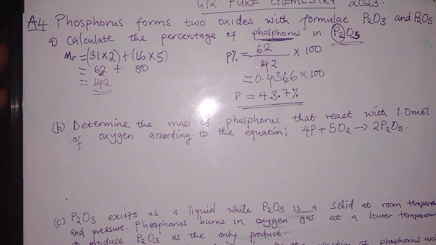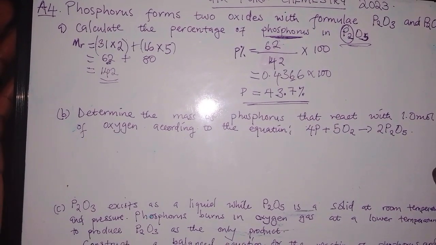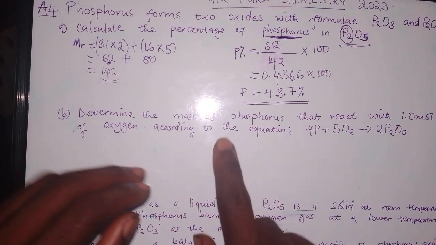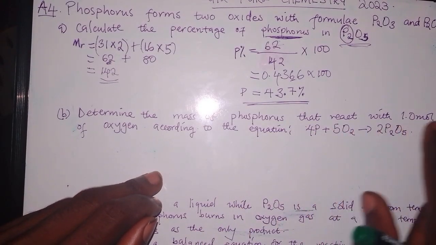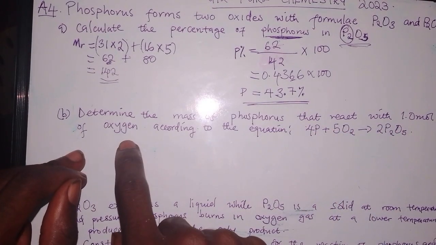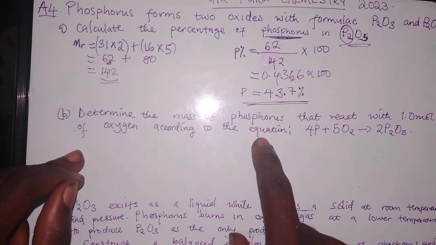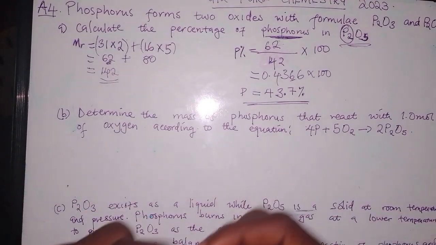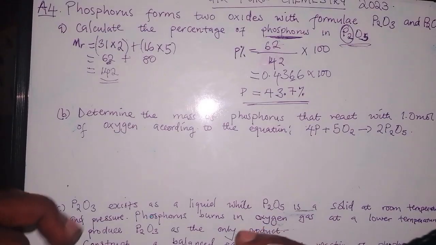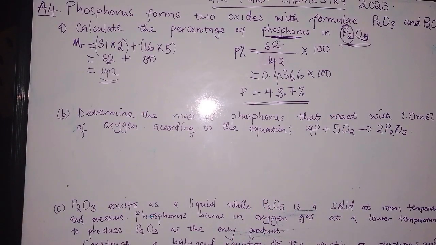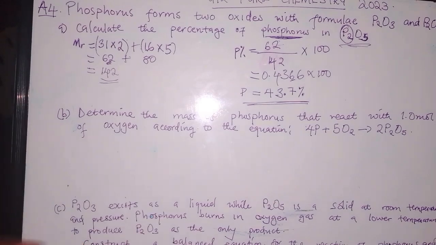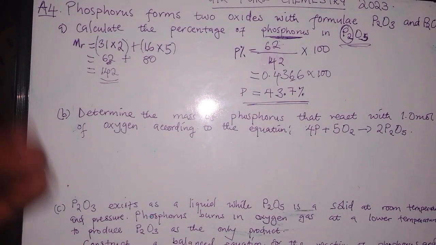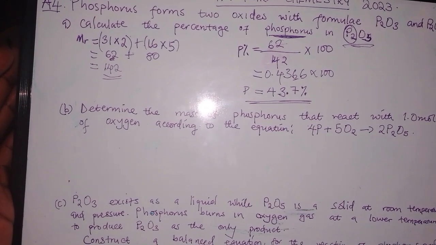The next question we are looking at says determine the mass of phosphorus that reacts with 1 mole of oxygen according to the equation. So how can we calculate the mass of phosphorus according to the equation given? This question is on the mole concept.